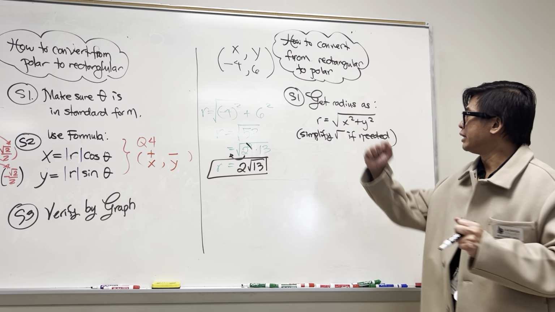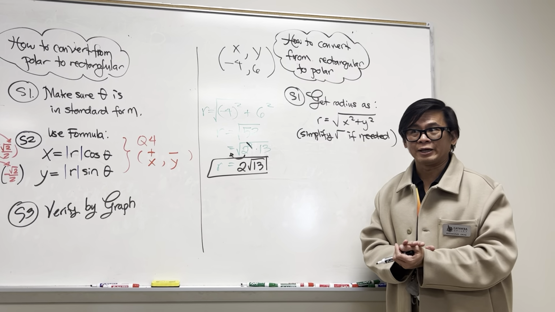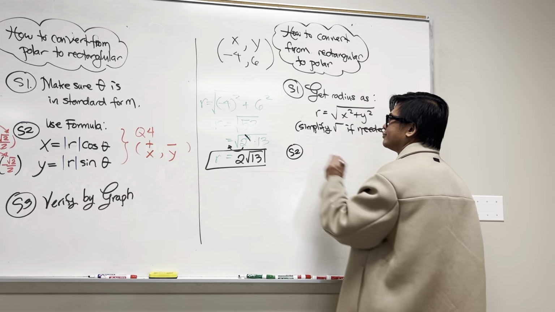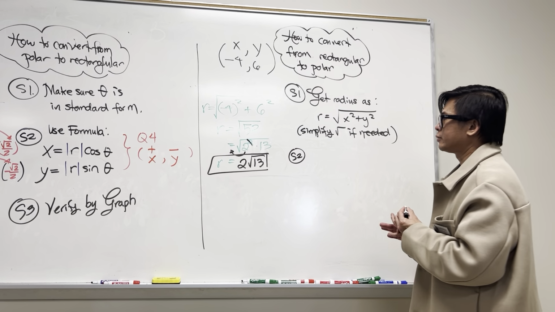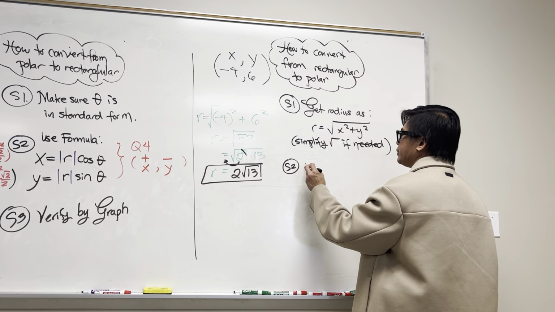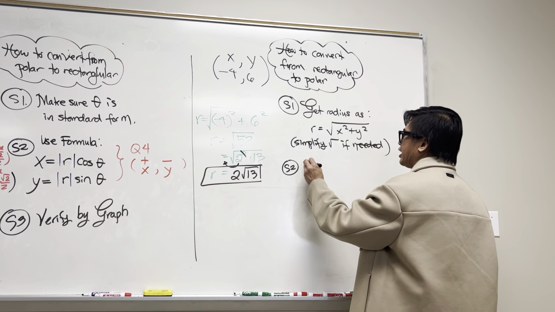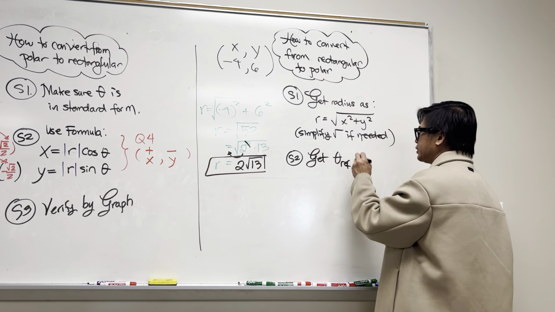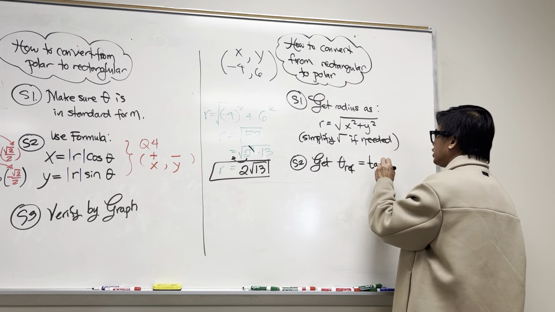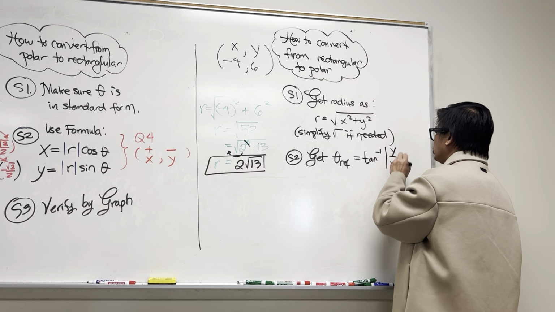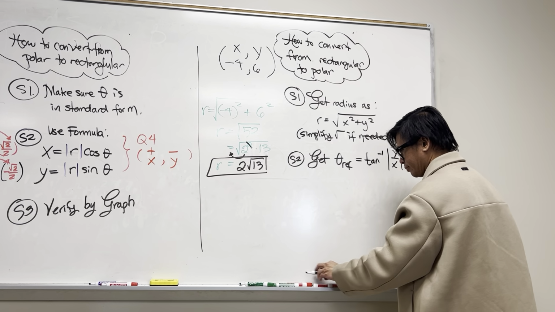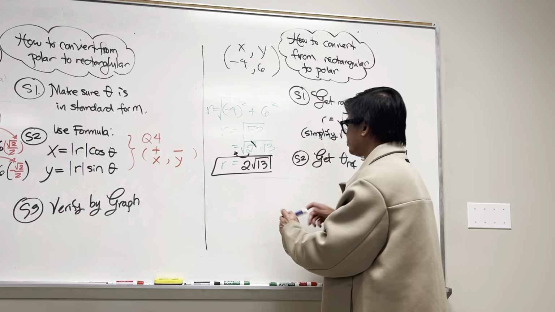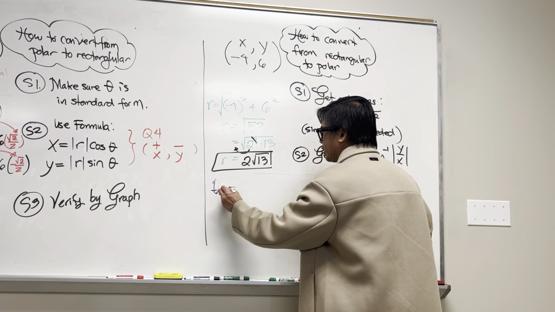Again, if needed, simplify the radical. Step number 2. So we got the radius, 2 square root of 13, as simplified form. Get theta, right? In this case, get the theta reference angle first, equal to tangent inverse of the absolute value of y over x. So what's that going to be? Again, take note, this is just the reference angle. So what's your reference angle in here, guys?